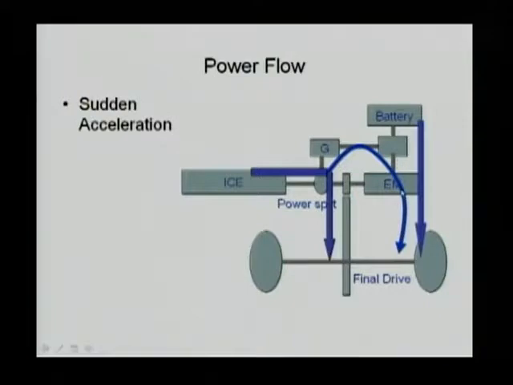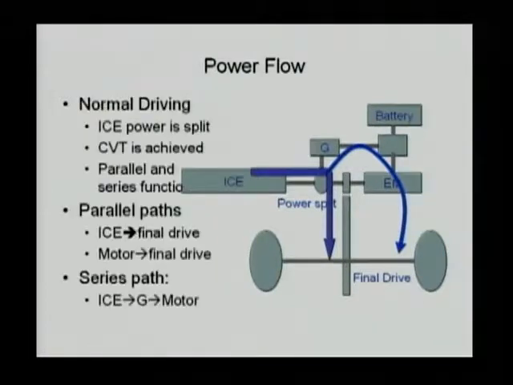So the motor is taking power from both generator and battery, so you can see the arrows pointed. The motor takes power from both battery and generator to drive the vehicle, and the engine power also goes to the ring gear to drive the vehicle. So you have a lot of power, a lot of torque available to drive the vehicle in a certain acceleration condition. So this is also called a combined mode.